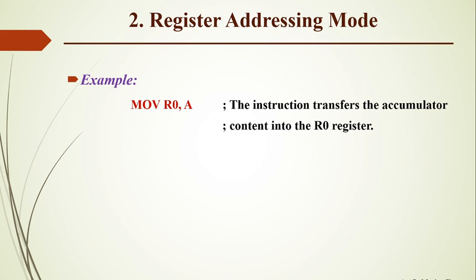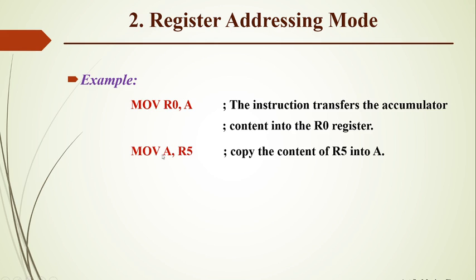Here MOV R0, A. In this instruction, A is the source operand, which is also an 8-bit register, and R0 is the destination operand, which is an 8-bit register. So the sizes of both registers are equal. In this instruction, the content of the accumulator will be loaded into the register R0.